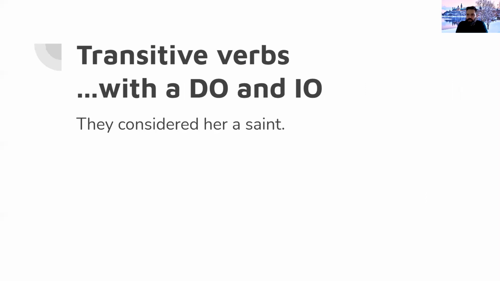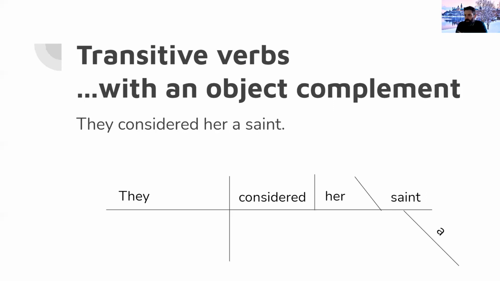Here's a similar sentence. They considered her a saint. What's the subject? What's the main verb phrase? What's the object? And then what is the object complement? Okay, so they considered her, and then her is, or is defined by, or is described as a saint. So they considered her a saint.